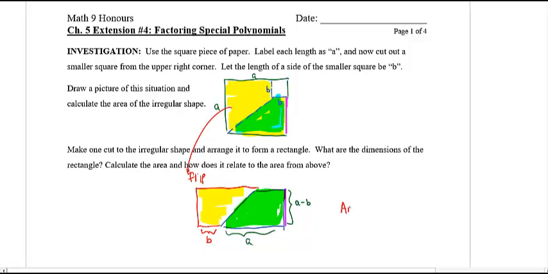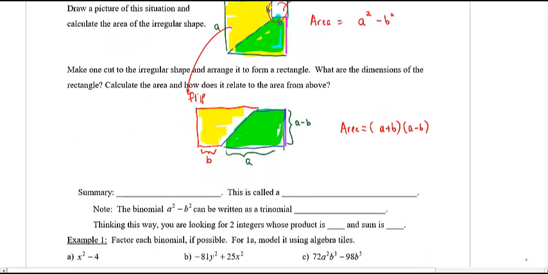How would I find the area of this rectangle? Well, it's the length, which is B plus A, or A plus B, times A minus B. How would I find the area of the shape from above? Well, that's the big square A squared, and I removed the small B squared, so subtract B squared. If those two areas are supposed to be the same, then what is your conclusion here? That A squared minus B squared is actually equal to A plus B times A minus B. This has a special name. It's called the difference of squares.